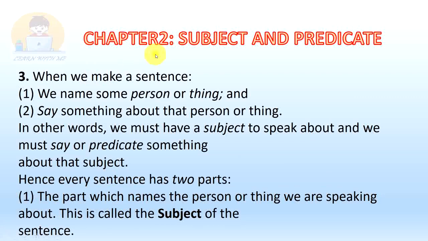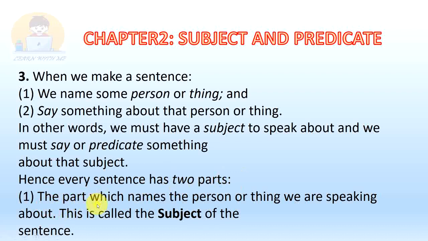Chapter 2, Subject and Predicate. 3. When we make a sentence, 1. We name some person or thing, and 2. Say something about that person or thing. In other words, we must have a subject to speak about and we must say or predicate something about that subject. Hence every sentence has two parts.